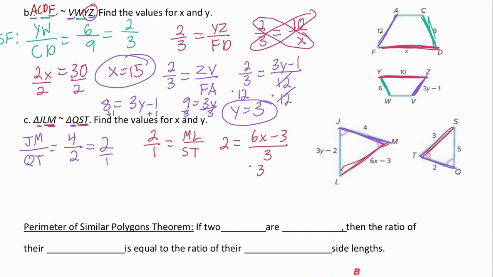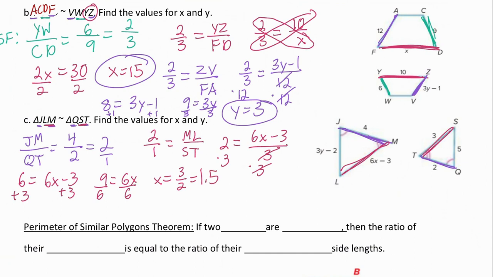So I'd multiply both sides by 3. So I'd get that 6 equals 6x minus 3, because again, that denominator is going to cancel. I'd add 3 to both sides, so I'd get that 9 equals 6x, and then divide both sides by 6. So I'm going to get that x as a fraction, and that's okay. 9 over 6 is going to reduce down to 3/2, or you can write it as 1.5.